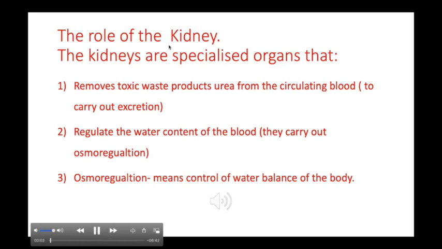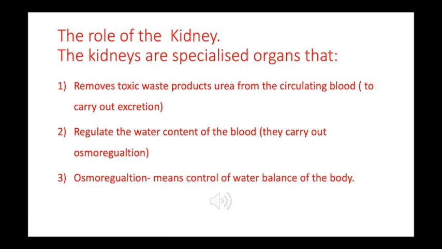The kidneys play a very important role in the process of excretion. The kidneys are a specialized organ that removes the toxic waste product, that is urea, from the circulating blood to carry out excretion. And secondly, they regulate the water content of the blood. This process is called osmoregulation. Osmoregulation means control of the water balance of the body.